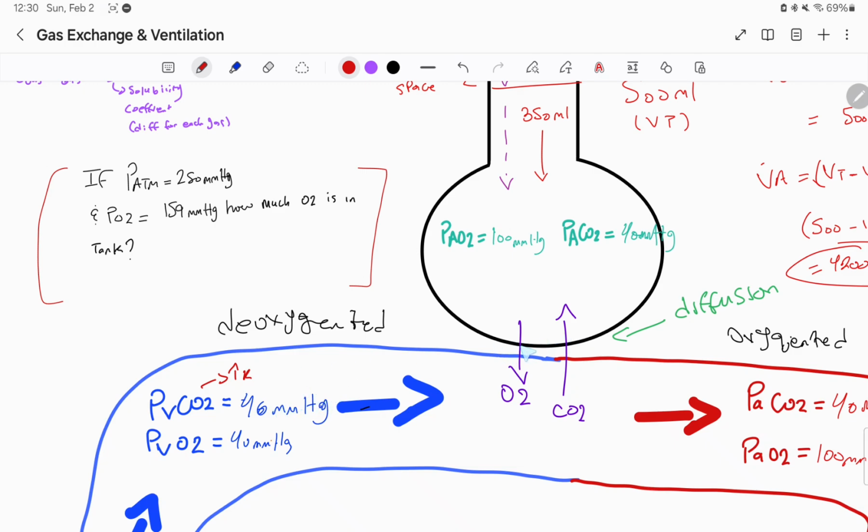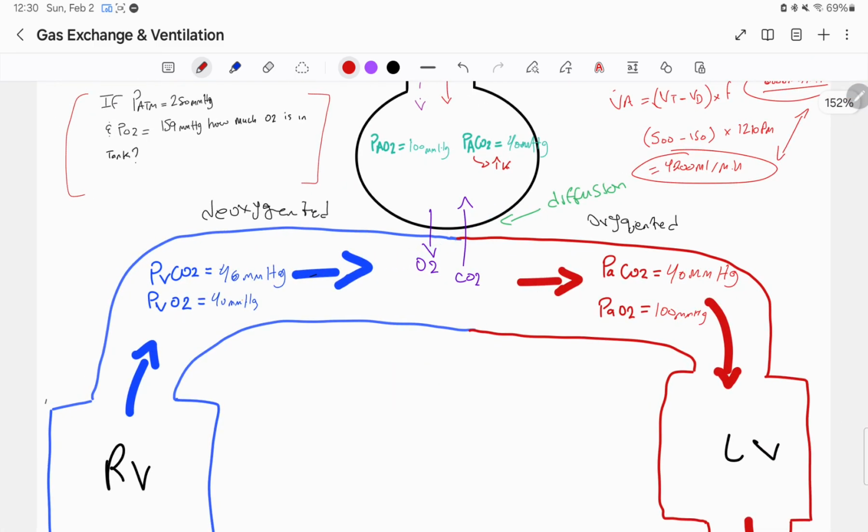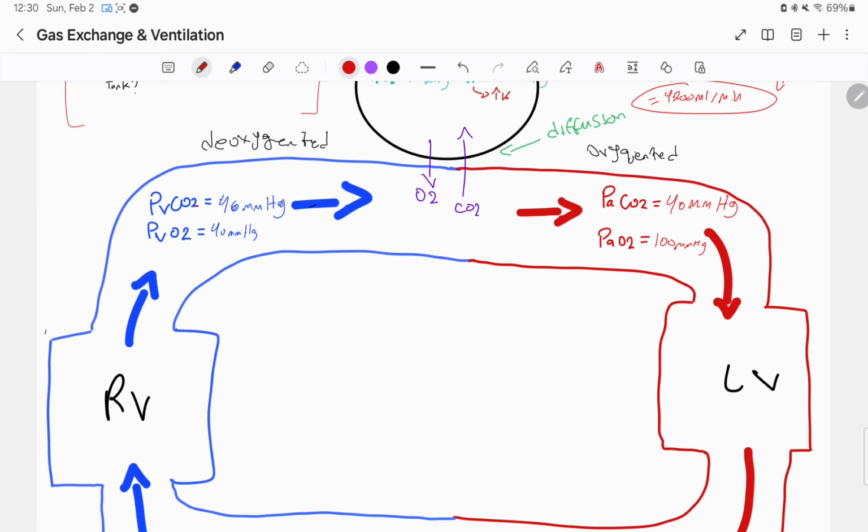That's why the correct way to put it would be here. So this guy has a higher K, which means that it is able to be soluble way more than oxygen, okay? That's why it requires such a low pressure gradient, all right? In fact, it's about 20 times higher. The solubility of CO2 is about 20 times higher than oxygen, all right? So that's Henry's law, okay? Alrighty. And that's going to answer why CO2 requires such a lower diffusion gradient.